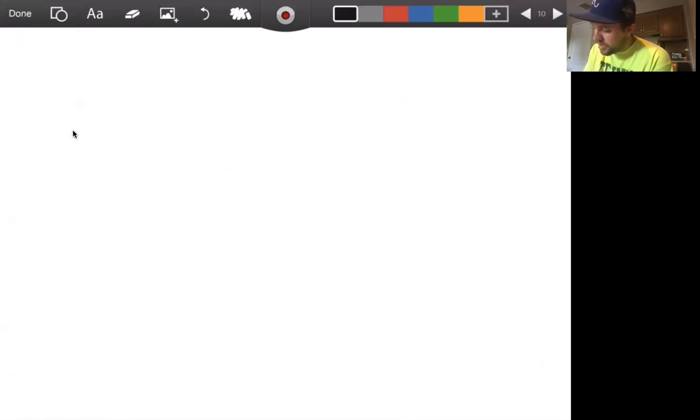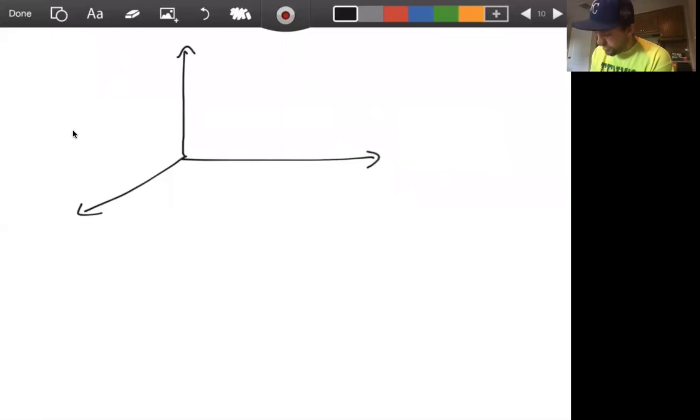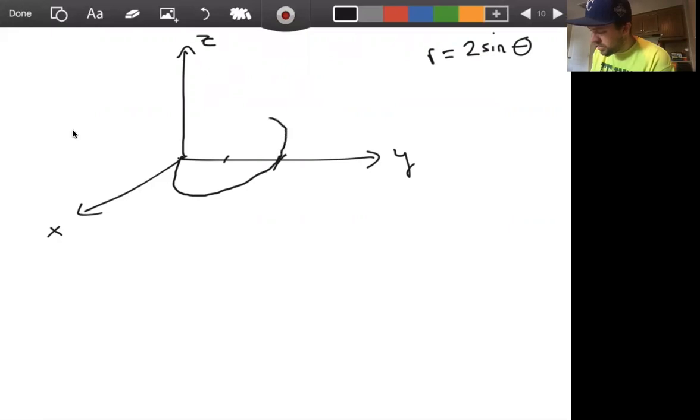And so let's remember what we're looking at. So here's x, y, z, just to get ourselves oriented. And we're looking at the right circular cylinder, r equals 2 sine theta. And so if you'll remember from what we learned in graphing in polar coordinates, this is a circle of radius root 2. And so maybe this should be back like this, right? And we have this right circular cylinder.